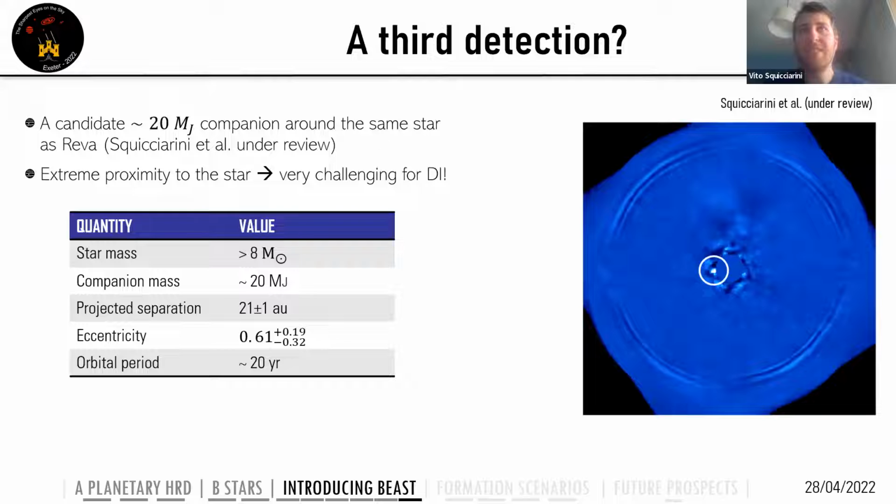But there is possibly a third detection in the same system as REVA. We have identified an interesting source at about 0.1 arcsecond from the star, so it is really near the coronagraph edge. We are not able to confirm or reject its existence, but we are looking to do a follow-up in the future to understand if it is real or not. If it were real, it would be another 20 Jupiter mass object.